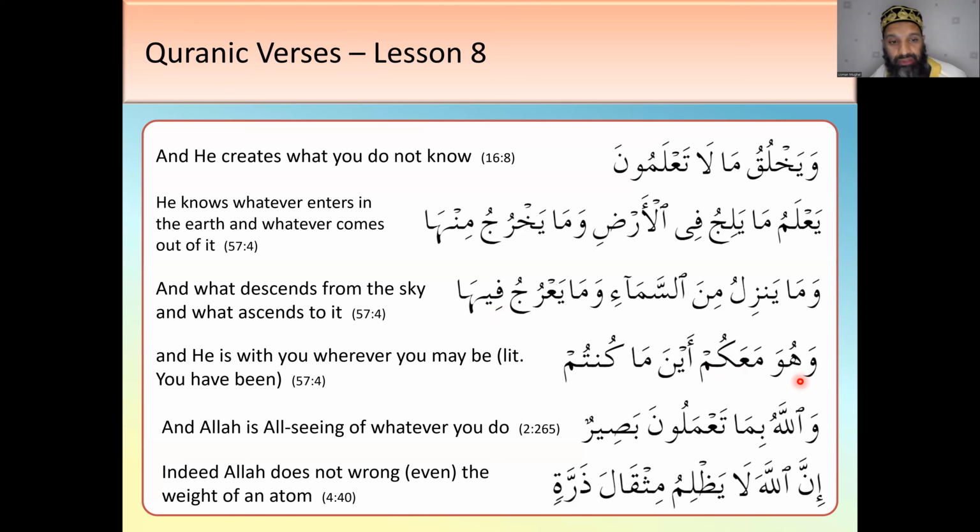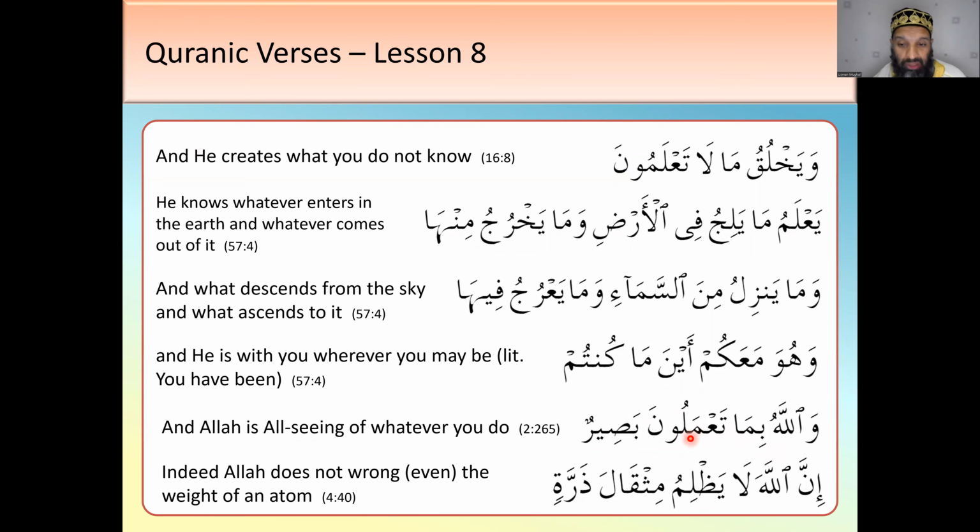Wahua, and he. Ma'akum means ma'a, with, and kum, you all. And he is ma'akum, with you. Aynama means wherever. Ayna means where, and ma, together it means wherever. Kuntum, you all were. Literally, you all have been. Wallahu, and Allah. Bima, I just sort of understand bima as with what.